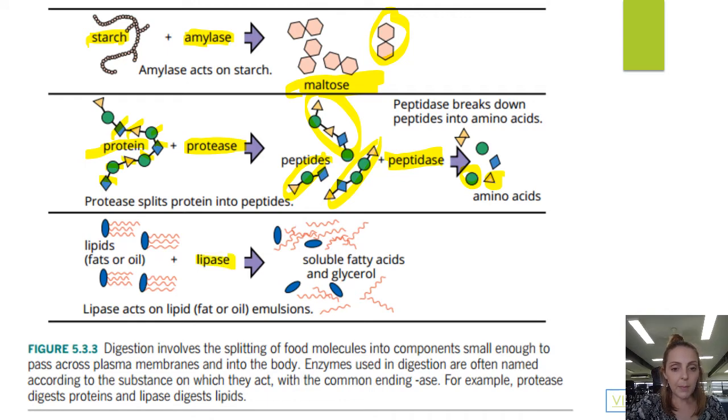Lastly, we've got the lipases here. And remember our phospholipids from when we were doing the phospholipid bilayer. Our lipase enzymes are going to bind to lipids, so that's our fats, oils, and it's going to break them down into fatty acids and glycerol, and they're able to be used by the body.